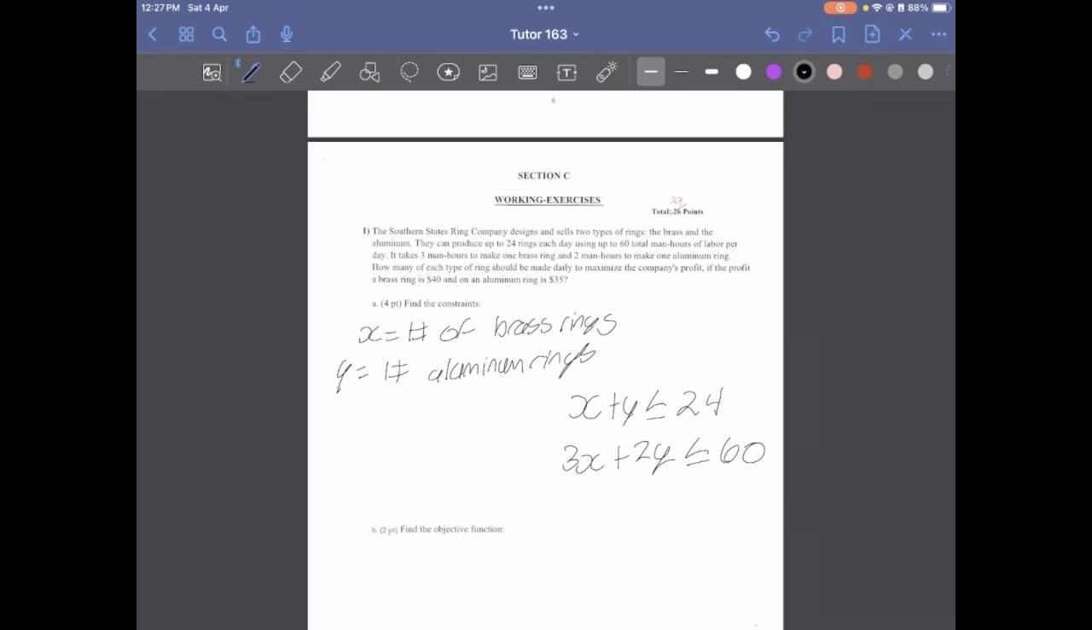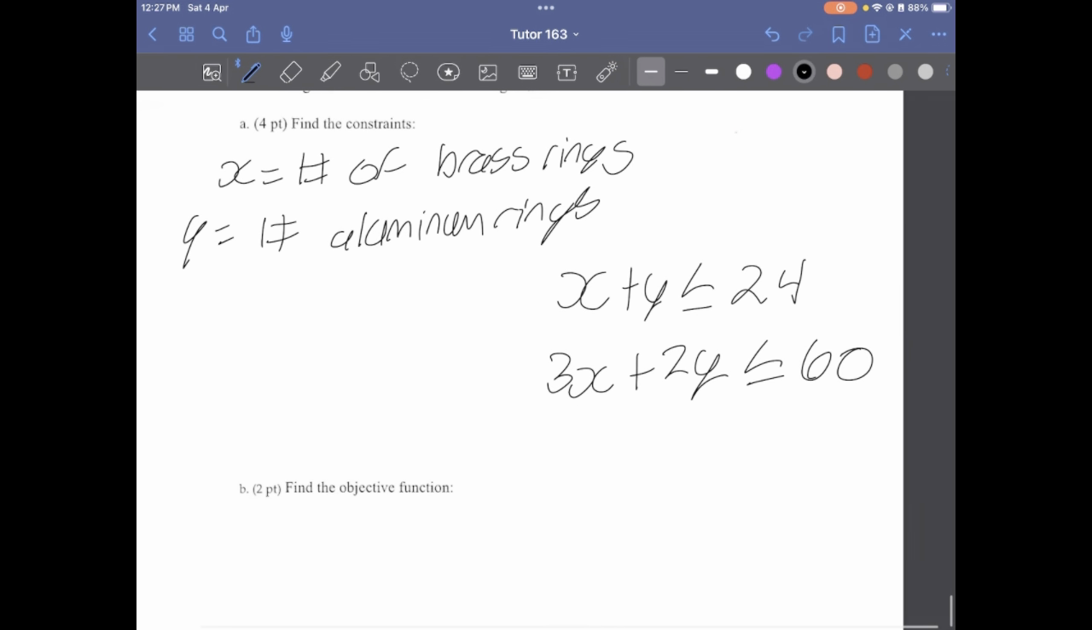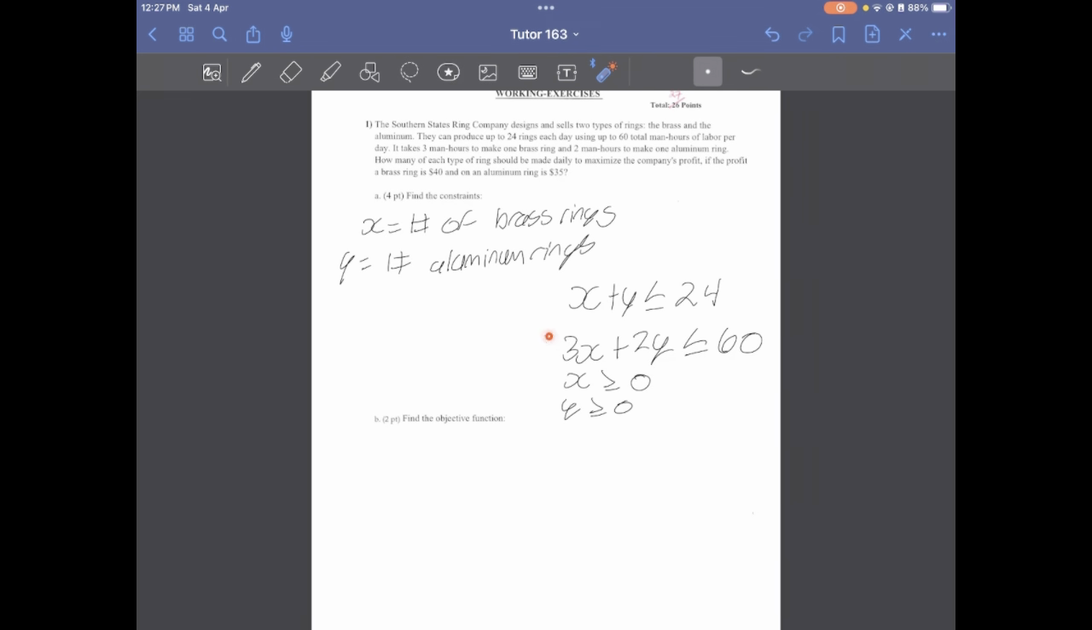And then we have 2 other constraints that you always have to include, regardless of the question. So X is greater than or equal to 0, Y is greater than or equal to 0. These are just free points here. You just have to know, you always have to include them, right? So these are our constraints.